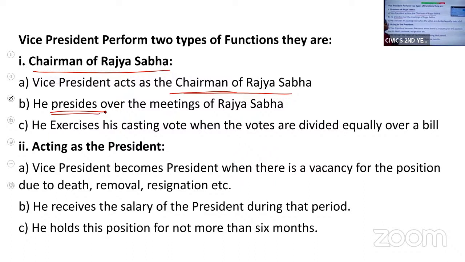If the votes over a bill in Rajya Sabha are divided equally, then the vice president can cast his vote. Otherwise, he need not cast his vote. Only in a situation where the votes are equally divided, he will cast his vote, not as a vice president, but as the chairman of Rajya Sabha.